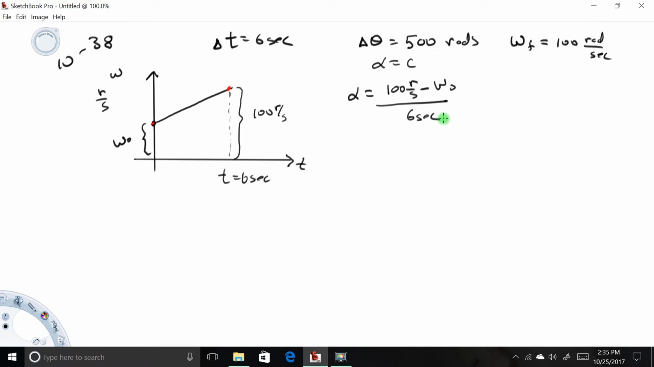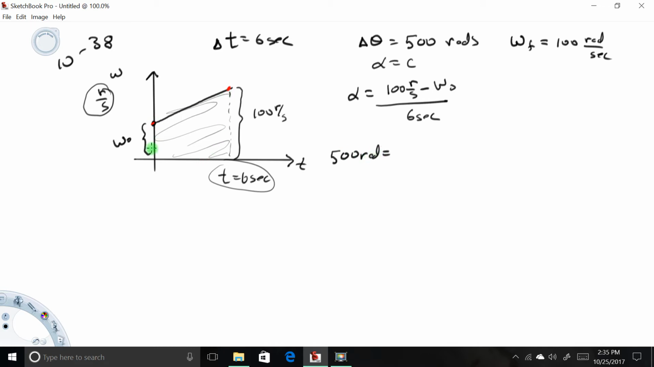So there's an equation that comes from the slope of this line, the slope being the angular acceleration. But it's got two unknowns. I don't know the alpha, I don't know the initial angular velocity, which is perfectly fine. We'll now look at the second important property of these graphs. This area right here is going to give us the change in theta. If you're having trouble remembering what the area gives you, just look at the units. Radian per second times seconds gives radians. That's a change in theta. So our change in theta, 500 rads, is going to equal this area.